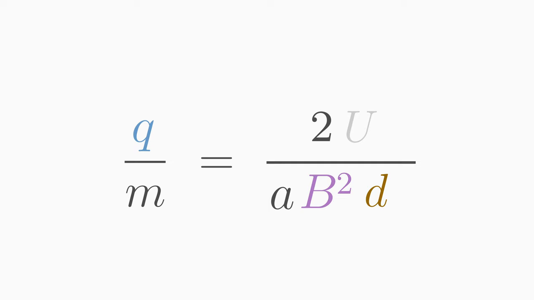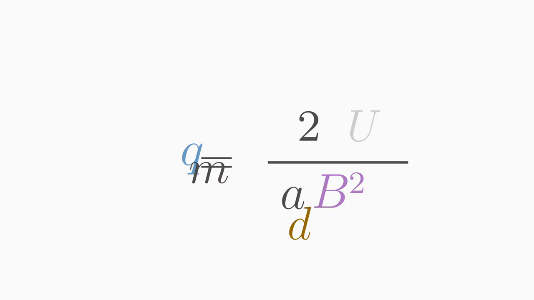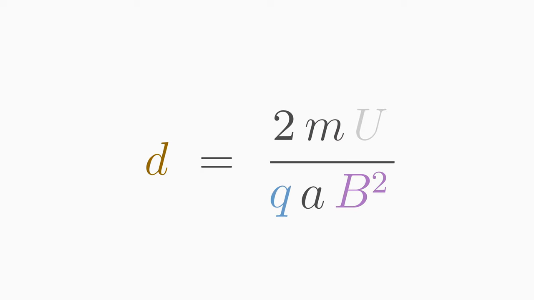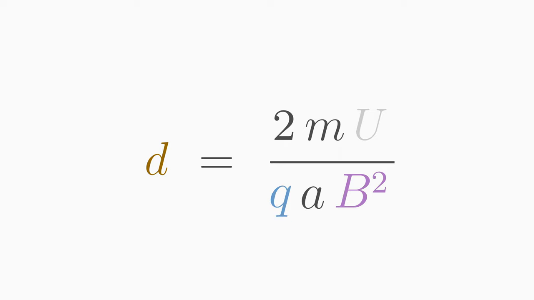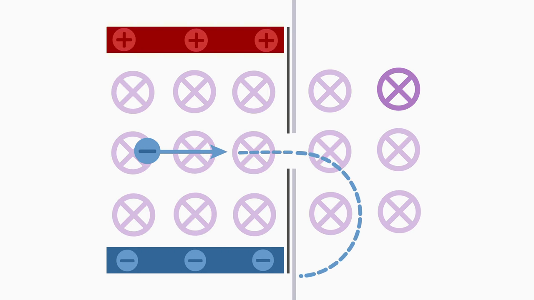This formula also tells you some other useful facts about mass spectrometers. If you rearrange the formula for the diameter d, you will find that a heavy particle flies a larger semicircle than a light particle. A larger charge, on the other hand, will cause a smaller semicircle. So, that's it. Now you know how a mass spectrometer works.